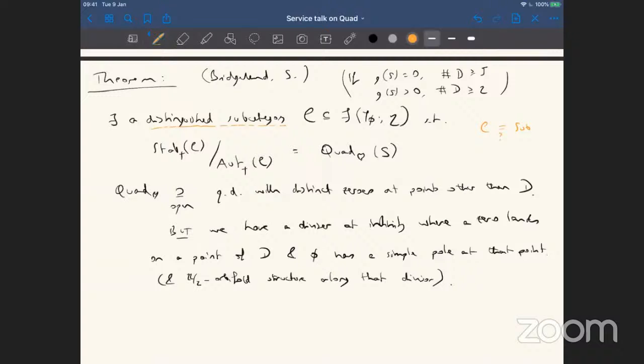Could I ask a question here? Yeah. So a case that's very popular in physics is genus 1 with a single puncture, which is outside your hypotheses. What is wrong?